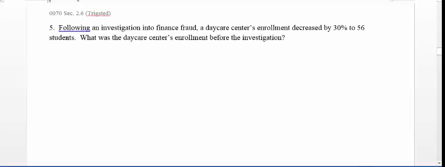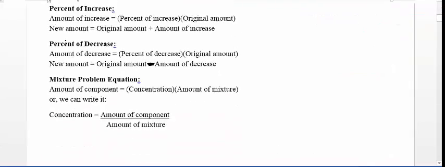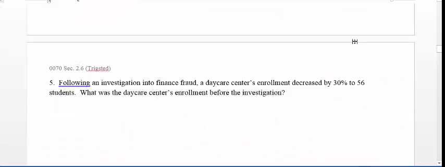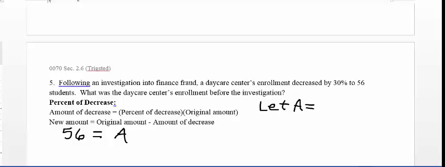Following an investigation into finance fraud, a daycare center's enrollment decreased by 30% to 56 students. What was the daycare center's enrollment before the investigation? So this is a percent of decrease. So what I'm going to do here is, this time I know the new amount. I don't know the original amount. So I'm going to let my unknown equal the daycare center's enrollment before the investigation.